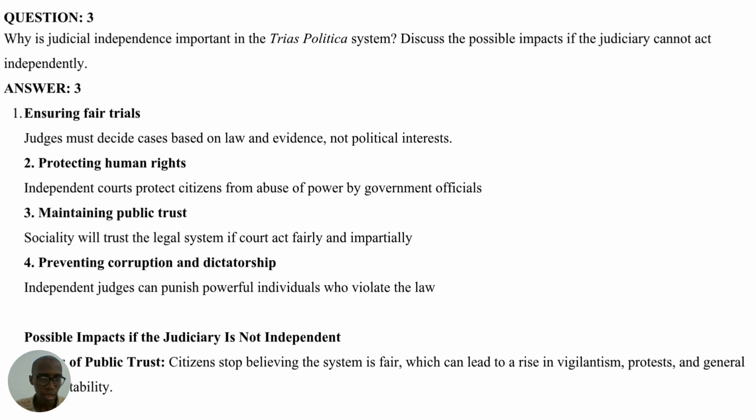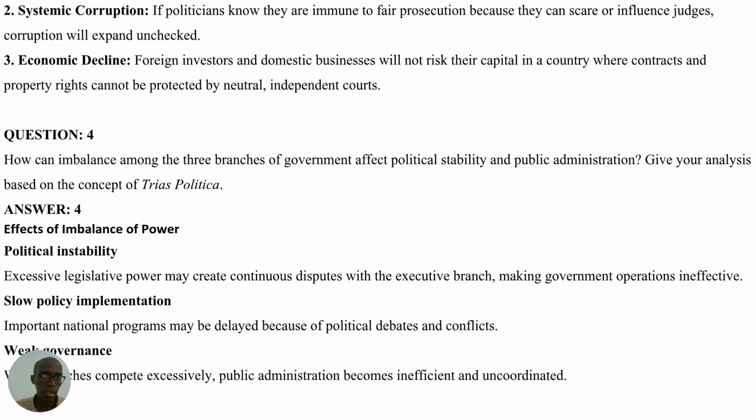Citizens stop believing the system is fair, which can lead to a rise in vigilantism, protests, and general civil instability. The second one is systemic corruption. If politicians know they are immune to fair prosecution because they can scare or influence judges, corruption will expand unchecked.